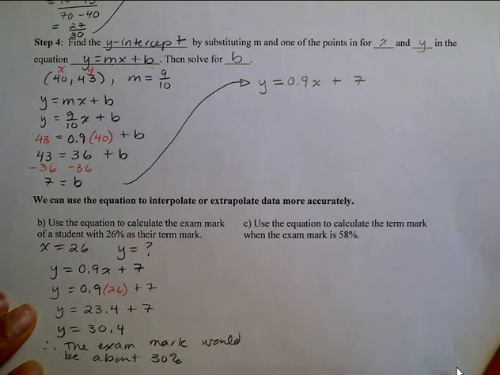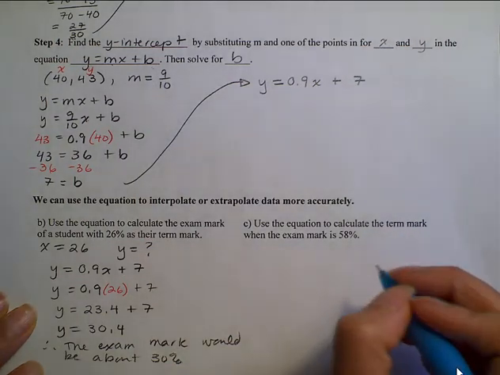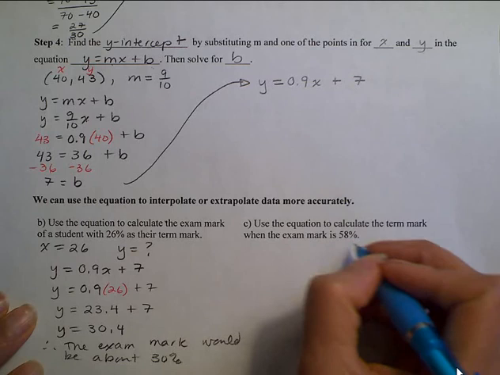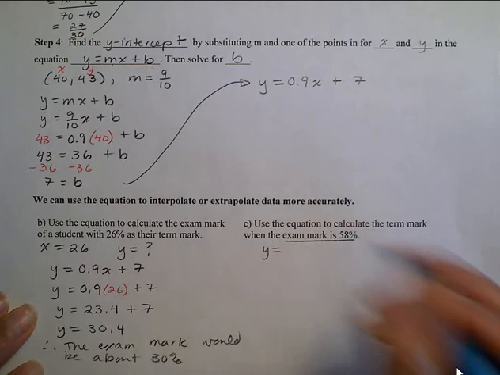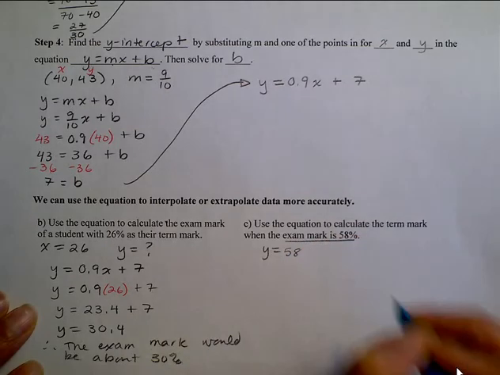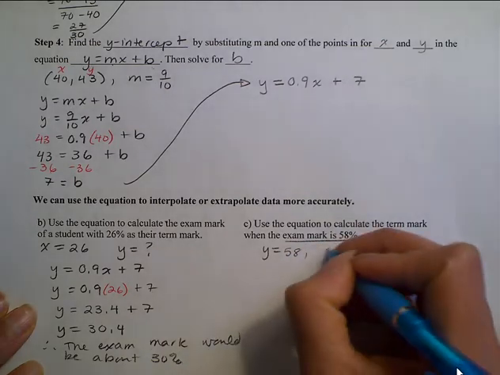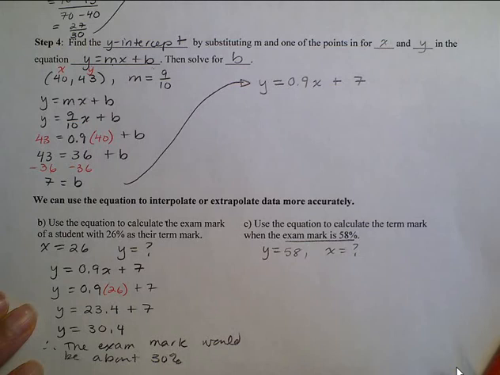C. Use the equation to calculate the term mark when the exam mark is 58%. Okay, so again, the term mark is an x value and the exam mark is a y value. So this time we know the exam mark is 58%. That's a y value. And now we're trying to determine x. So you have to be a little bit more careful when you're solving here.